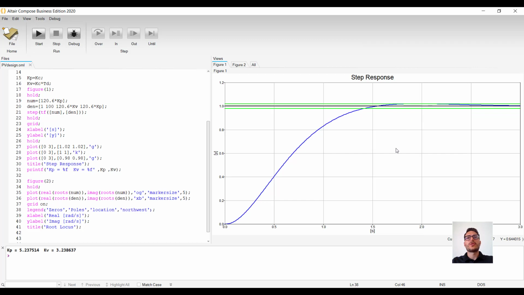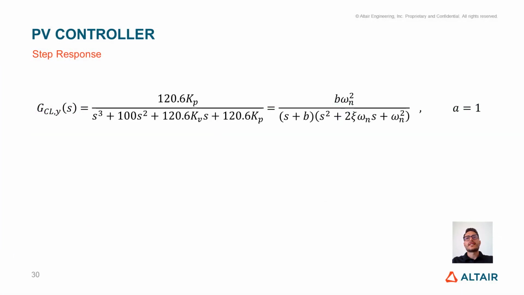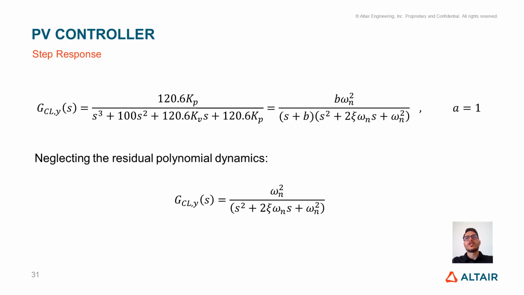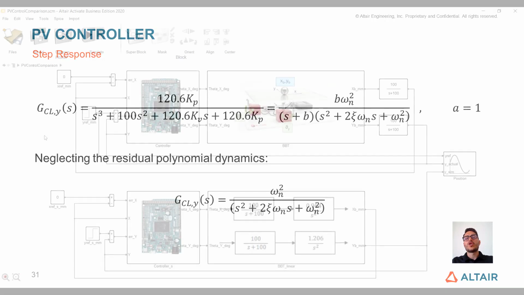We can notice, though, that the system is slower, since the rise time is bigger compared to the PD controller. The system behaves like the second-order system we have studied in performance metrics. In fact, if we look at the transfer function, neglecting the residual polynomial dynamics, since its pole is far on the left, we can rewrite it as a second-order transfer function, which has the same shape as the performance metrics one. Now, let's deploy our PV controller on the real hardware, and let's open Activate.